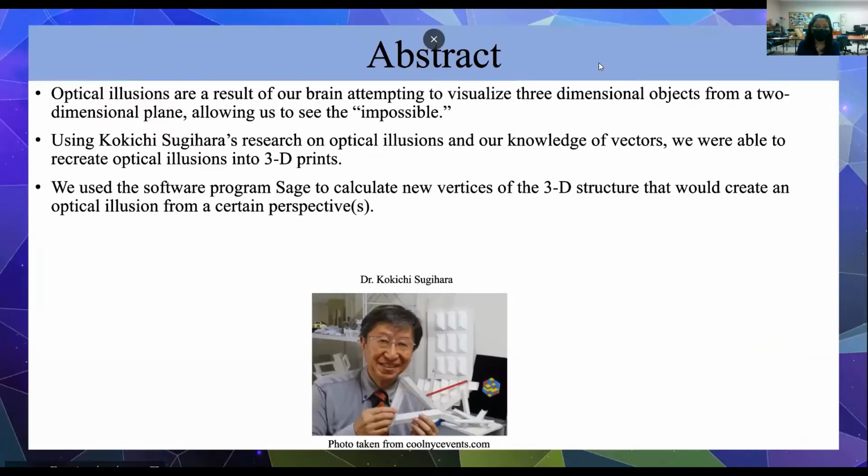Optical illusions are created as a result of our brain attempting to visualize three-dimensional objects from a two-dimensional plane, allowing us to see the impossible. Using Dr. Kokichi Sugihara's research on optical illusions and our knowledge of vectors, we were able to recreate optical illusions into 3D prints. We use the software program Sage to calculate new vertices of 3D structures that would create an optical illusion from a certain perspective.